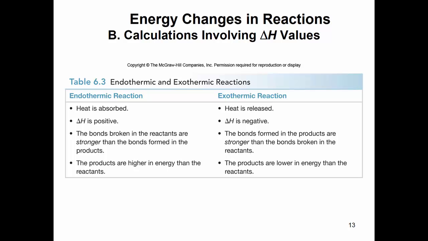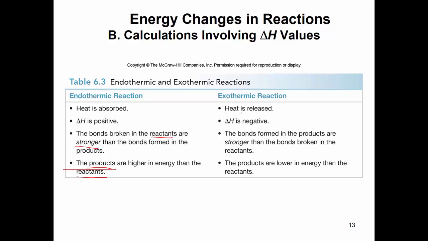So here's the table that's basically the gist of it all. For an endothermic reaction, heat is being absorbed or gained, so delta H is positive. This means that the bonds broken in the reactants are stronger, so the bonds of the reactants are stronger than the products. So the products are higher in energy than the reactants. And we want our products to be lower in energy; they're more stable that way.